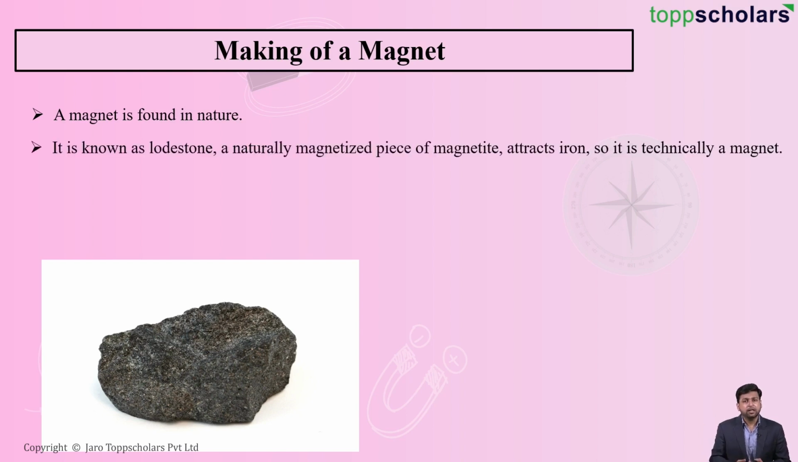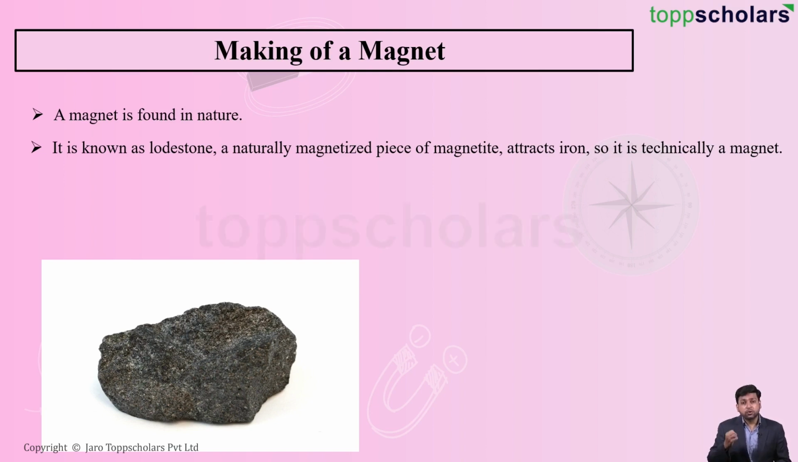But do you know that a magnet is also known as lodestone? A naturally magnetized piece of magnetite is also called lodestone. And what property does a magnet have? The property of a magnet is nothing but to attract magnetic materials, for example, iron.